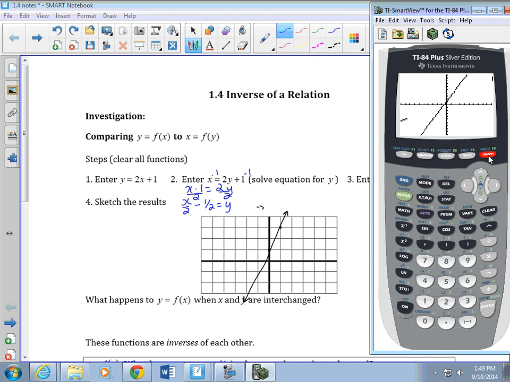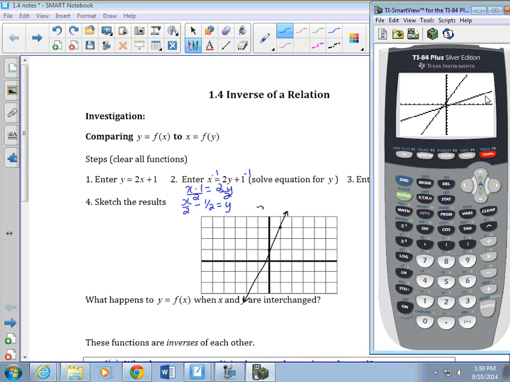So if I do my graph for that, you can see what has happened to it. This is my original graph, y equals 2x plus 1. I don't think it's going to draw on here, but you can see where it's going there. And then my inverse, or my x over 2 minus 1/2, is this graph here. So it's kind of flipped it, if you want to think of it that way.